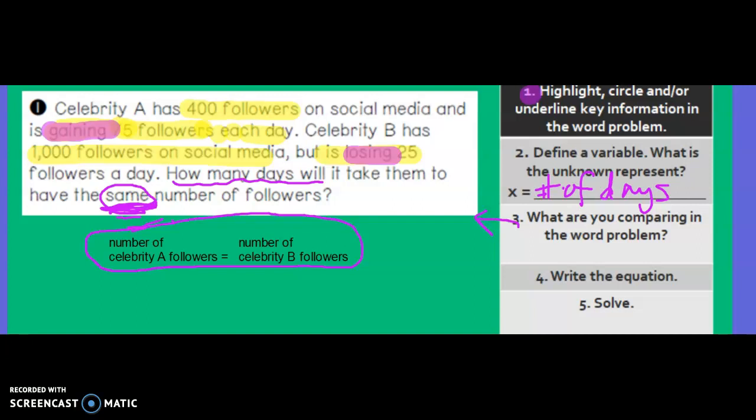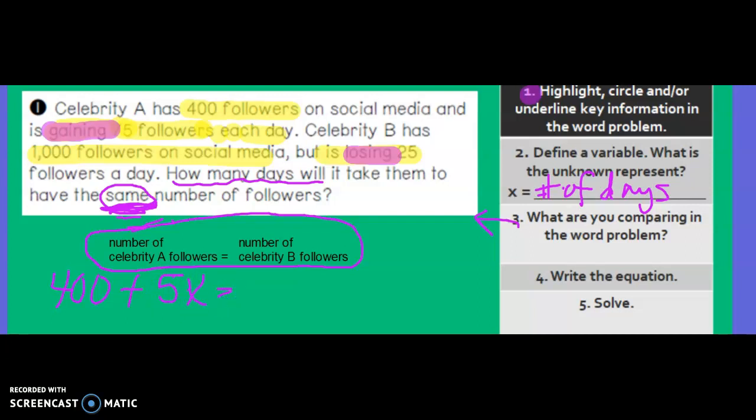And now let's see if we can make an equation with the information. So let's start with celebrity A. They have 400 and they are gaining, which means we're adding on, and it says 75 followers each day. So if X is the number of days, it would be 75 times however many days there are, or 75 times X, which we just write as 75X.